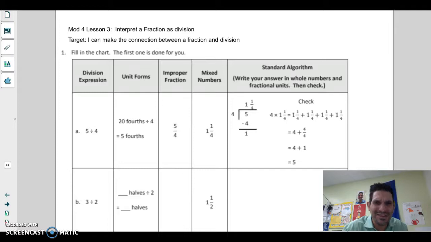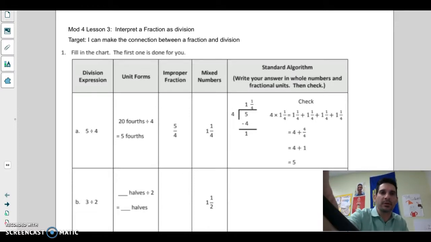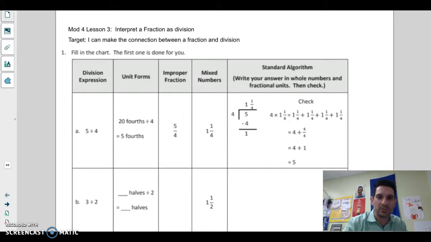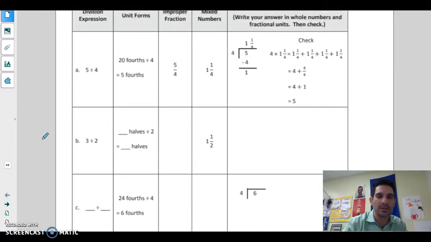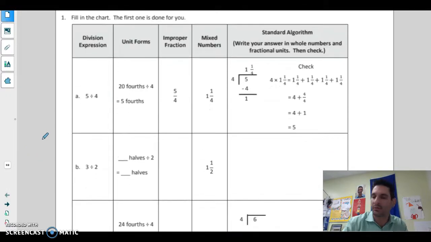So for this one, it's kind of building on what we did earlier with lesson 2. So just work with me here, guys. Alright, so let's look at this little chart here. We're going to write these in different forms. The first one I have is 3 divided by 2.